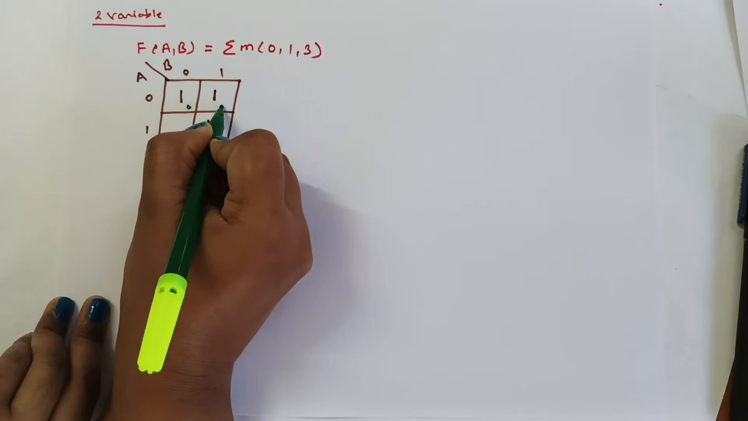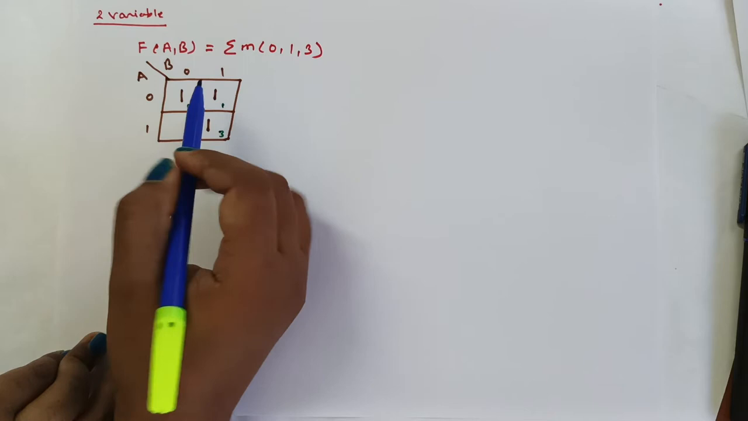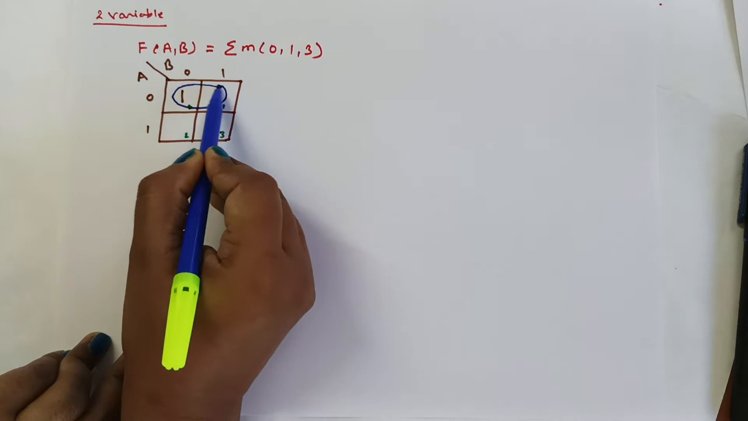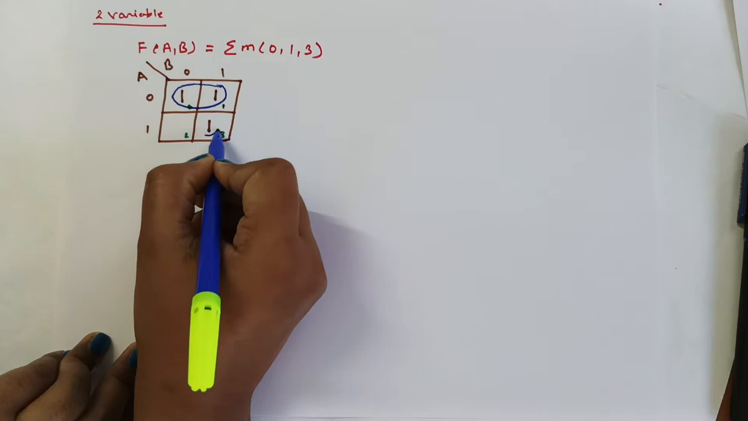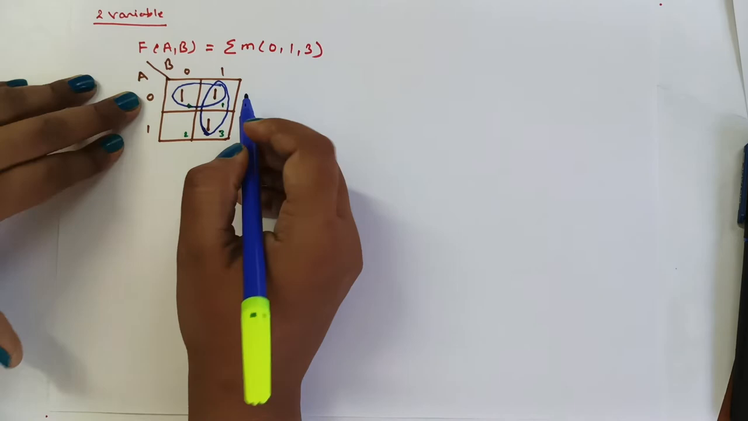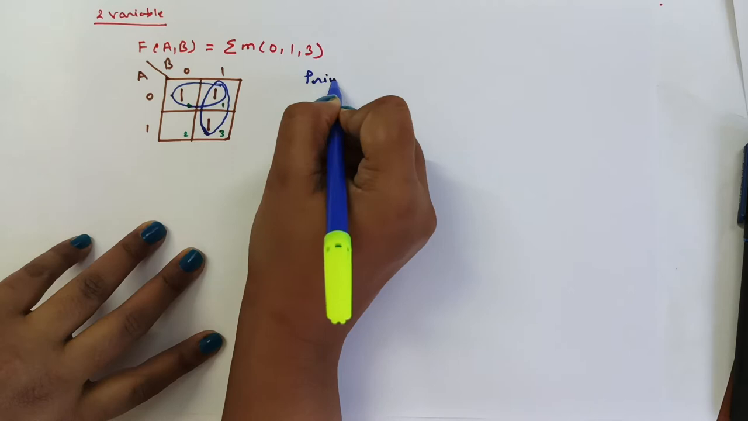Now we will do the grouping. So these 2 upper cells can be grouped together. We will group them, and these 2 side cells can be grouped together. So group these 2 cells. These groups of cells are called prime implicants. So there are two prime implicants here. We say prime implicant or PI.